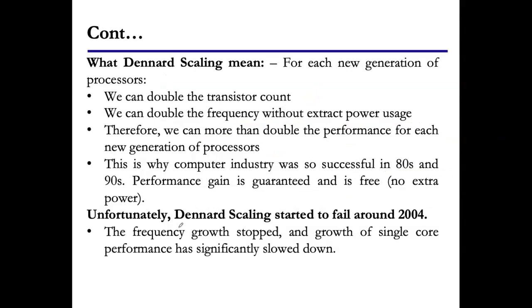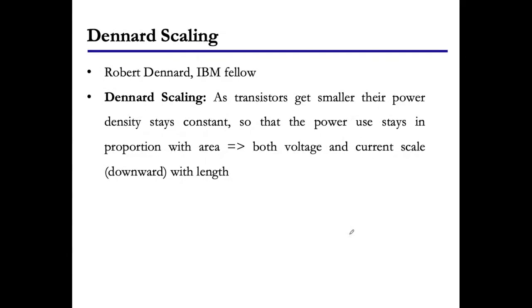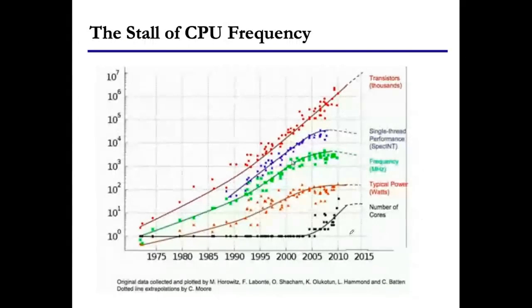But unfortunately, Dennard scaling started to fail around the year 2014 onwards. The reason is the frequency growth stopped, and the growth of single core processor performance has significantly slowed down. Then it became core to duo or duo to core, which evolved in the later years. Right? So you can see his observation.